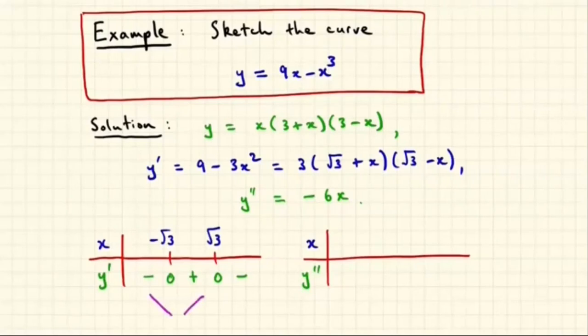In the case of the second derivative, the important input for x is 0, where the second derivative is also 0. And the pattern of signs is plus, minus, as we move from left to right. So the curve must be concave up to the left of 0, indicated by the smiley face symbol, and concave down to the right of 0, indicated by the sad face symbol.